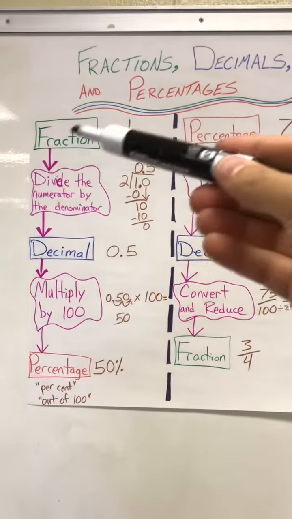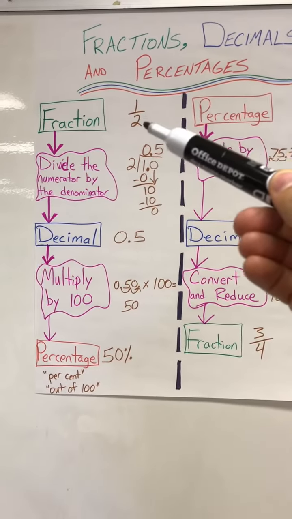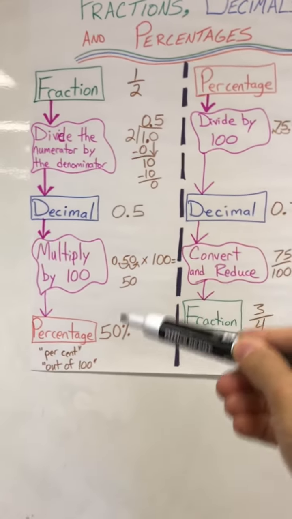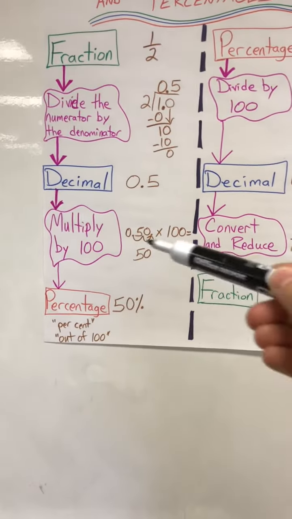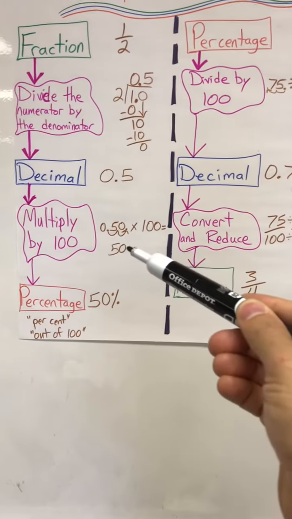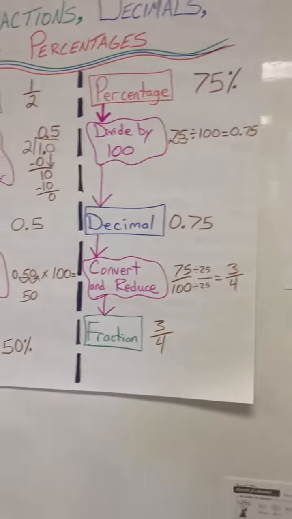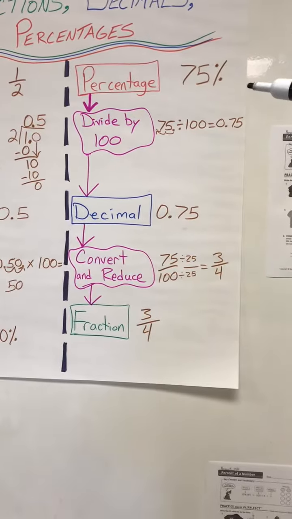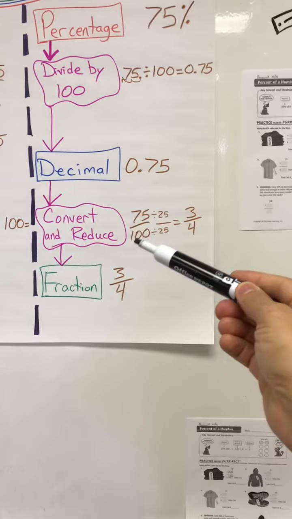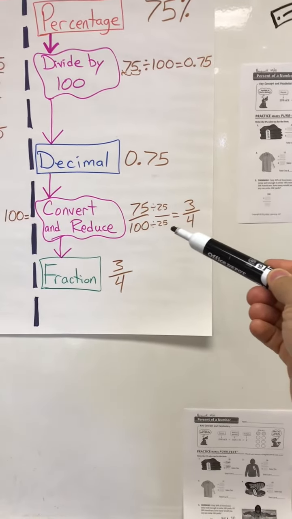As you can see, we can move from a fraction up here to a decimal by just dividing the numerator by the denominator, because all fractions are just division problems. Then of course we can go from a decimal to a percentage by just multiplying that decimal number by 100. It's easy to multiply any number by 100. You're just moving that decimal place 2 places over. And then on this side of our anchor chart, we can go from a percent. By dividing by 100, we can get to that decimal, and then we can convert that decimal into a fraction over 100, and then of course we can reduce that if we can.